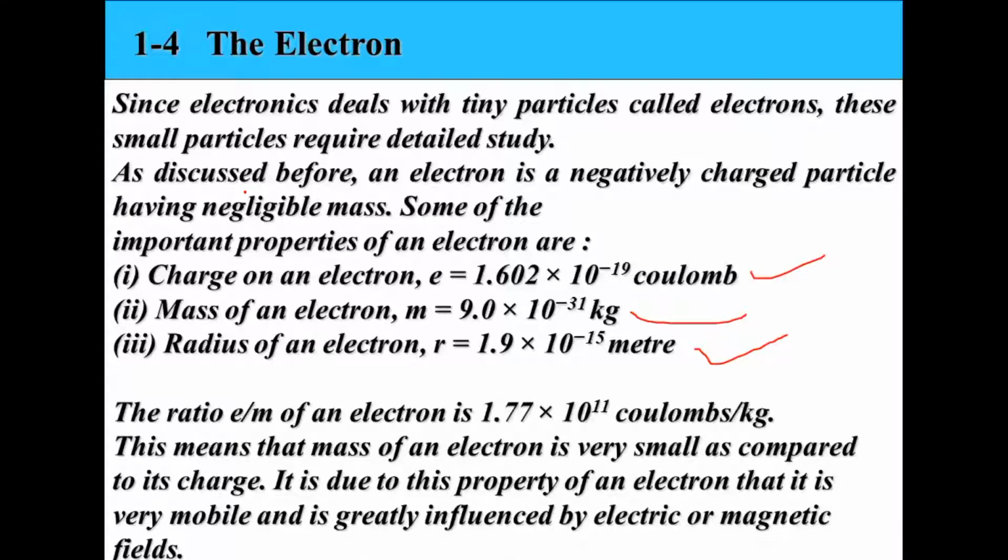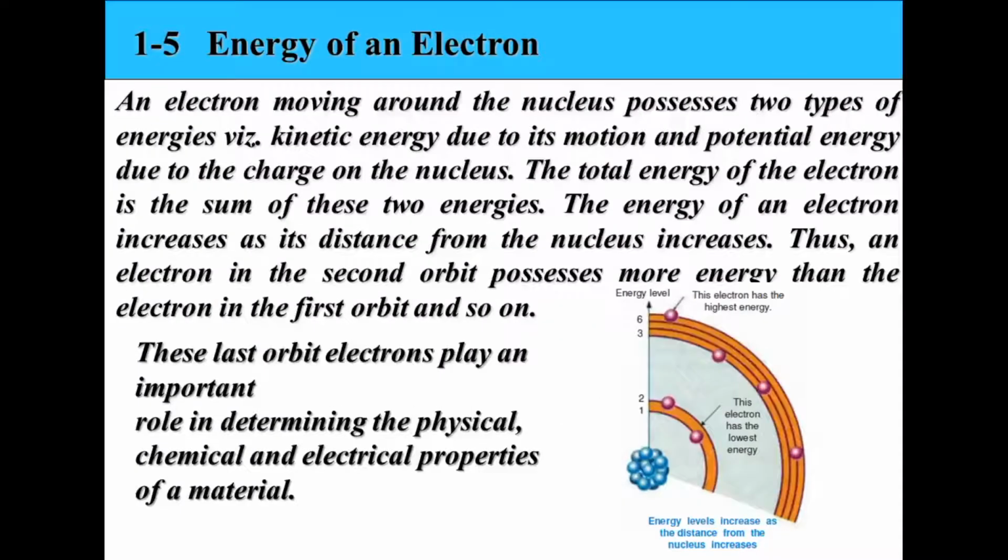Now, we've looked at some important properties of an electron: the charge, the mass, and the radius. The next thing we need to talk about is the energy of an electron. An electron moving around the nucleus possesses two types of energy: the kinetic energy due to its motion, and then the potential energy due to the charge on the nucleus. The total energy of an electron is the sum of these two energies. The energy of an electron increases as its distance from the nucleus increases.